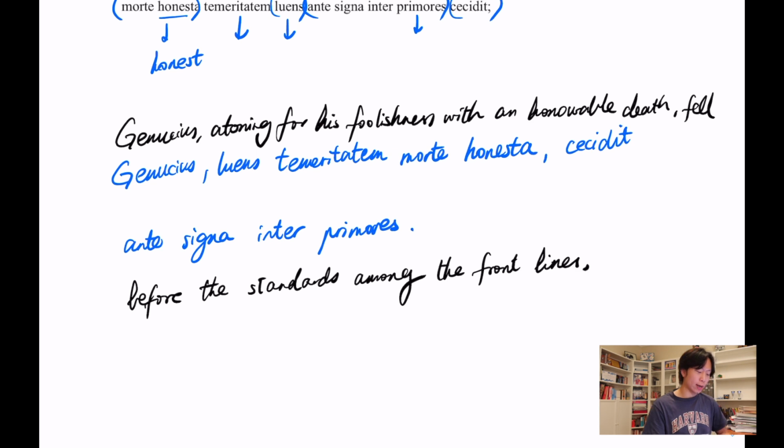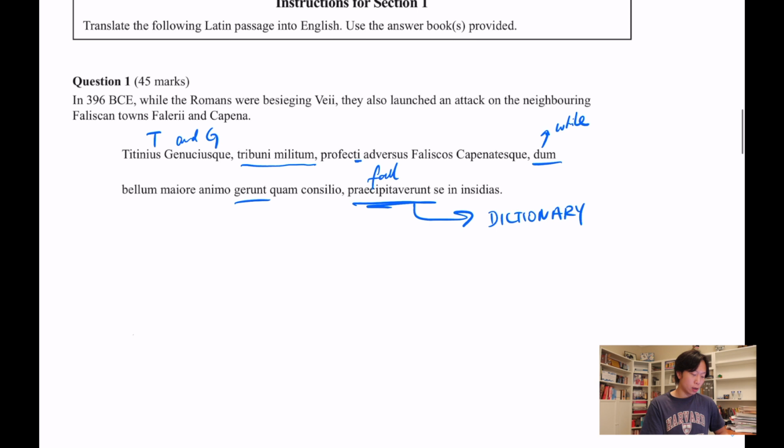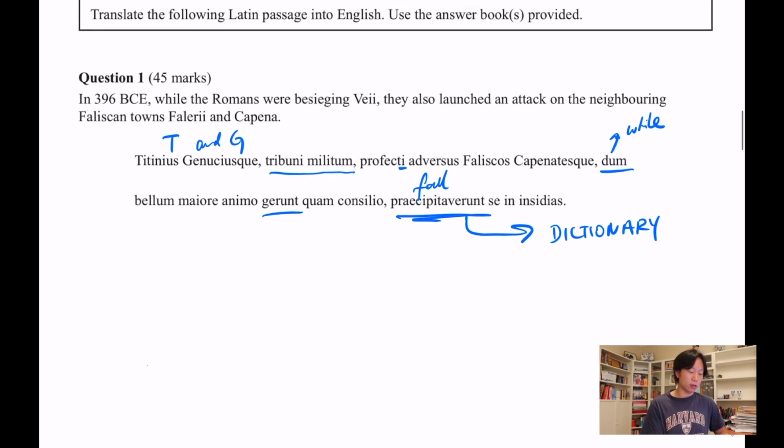Great, and when I read it again in English, does it make sense? Gnuteus, atoning for his foolishness with an honorable death, fell before the standards among the front lines. Makes sense in English. We used that second approach, and also we didn't jump to the dictionary straight away, which is really important. And I'd just like to mention for that first passage as well, when I check whether it makes sense with the context, it makes sense as well, because they're attacking the Falisci and the Capinates here.